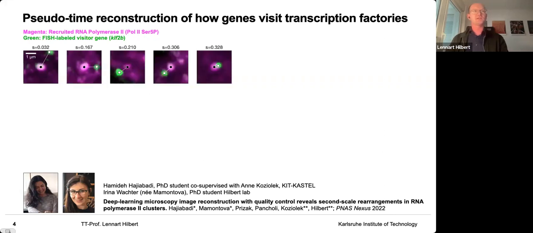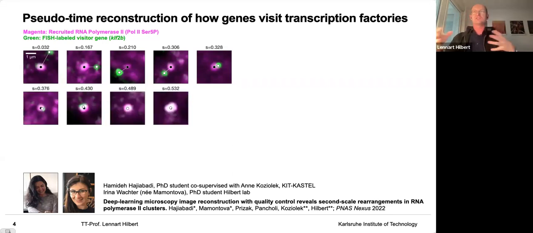And by sorting along this pseudo-time coordinate S that you can see labeled above the images, you can see how the gene is step-by-step approaching this cluster until finally it actually gets in touch and gets sort of dissolved inside of the cluster and really comes in contact. And only then it undergoes transcriptional activation and departs again from the cluster.